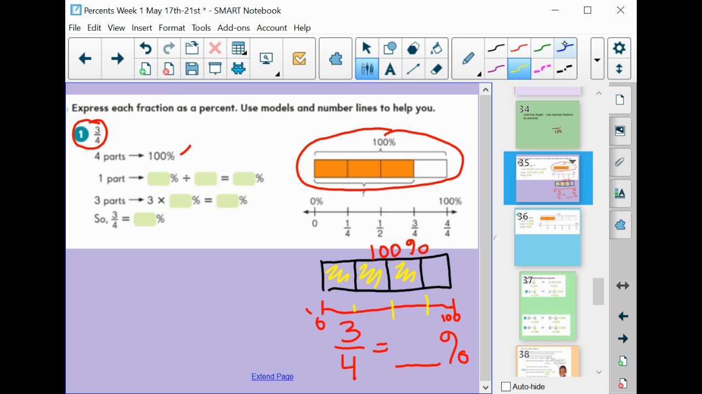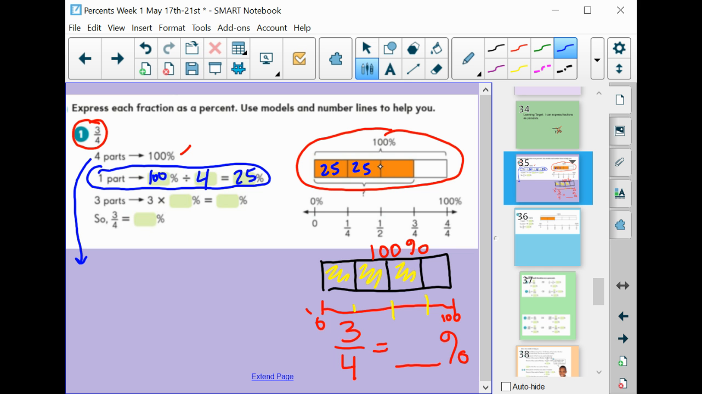Okay? You can kind of relate this to what we did with ratios. How can we figure out the value of one piece? So we know this 4 parts equals 100. Now, what can we do to figure out what 1 part equals? What can we divide here? And we're going to start with 100% divided by, how many pieces do you see? 4. 100 divided by 4 equals 25. So this piece is 25%, this piece is 25%, and this piece is 25%.